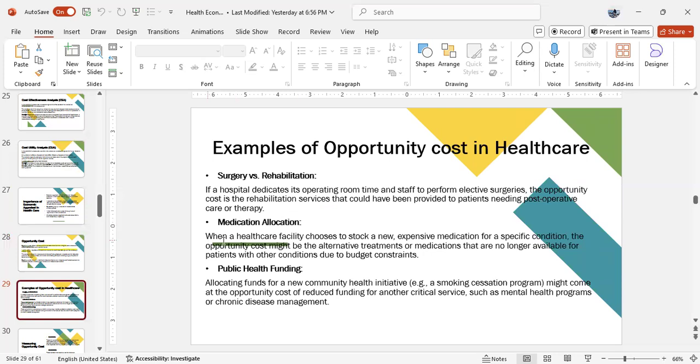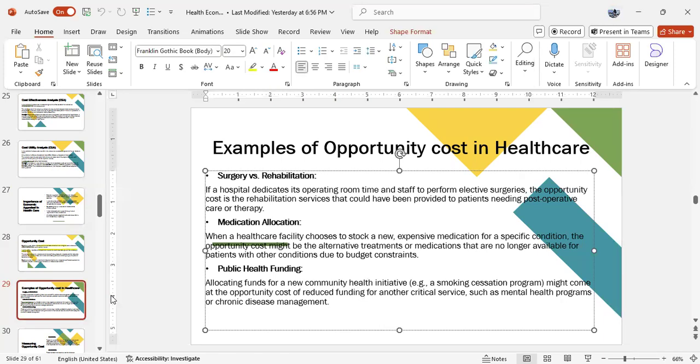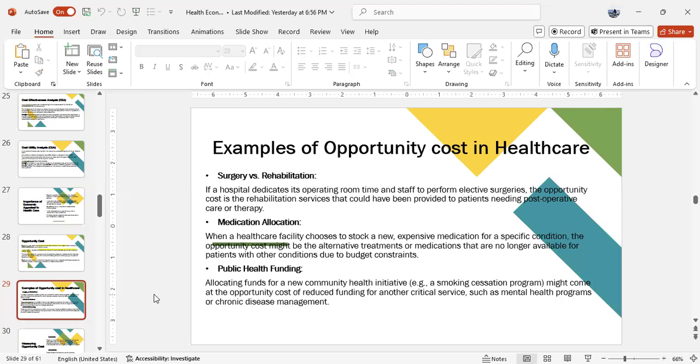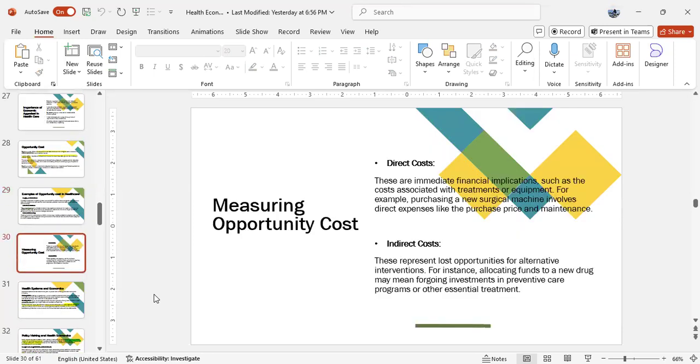Medication allocation. When a healthcare facility chooses to stock a new, expensive medication for a specific condition, the opportunity cost might be the alternative treatment or medication that are no longer available for patients with other conditions due to budget constraints. Public health funding. Allocating funds for a new community health initiative, for example a smoking cessation program, might come at the opportunity cost of reduced funding for another critical service such as mental health program or chronic disease management.